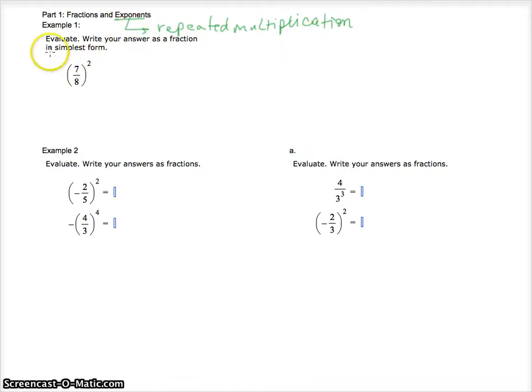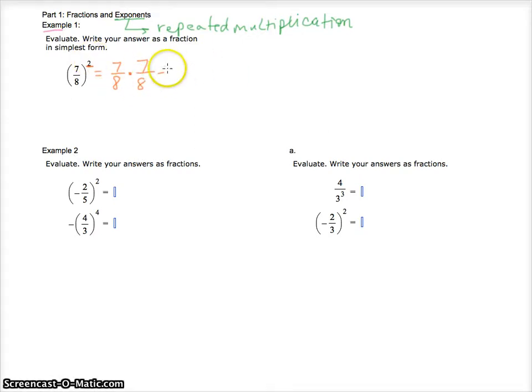Okay, so when we have fractions, in example 1, it says that we need to evaluate and write our answer as a fraction in simplest form. Well, I've got 7/8 squared, or 7/8 to the second power. This actually is equal to, if we remember, the exponent means repeated multiplication, so that means we're going to multiply 7/8 two times.